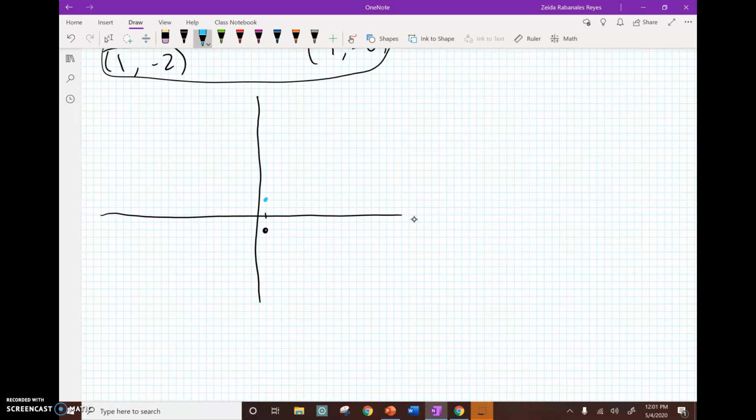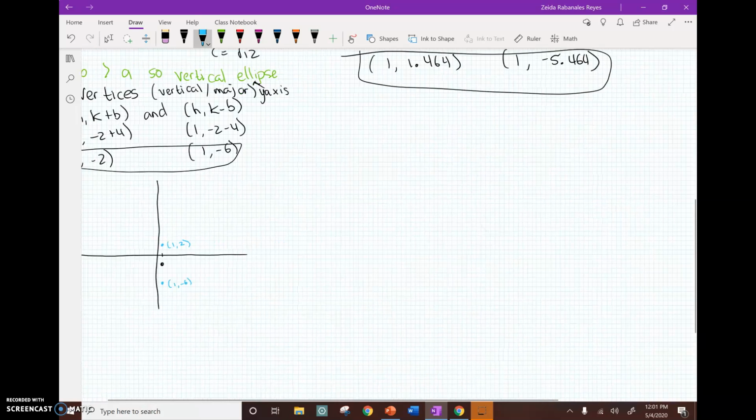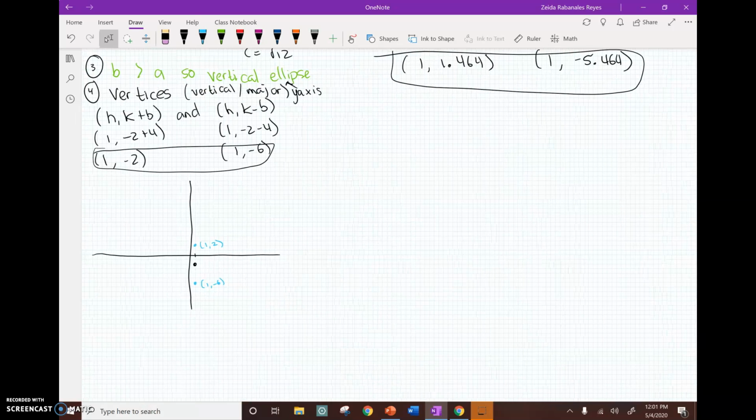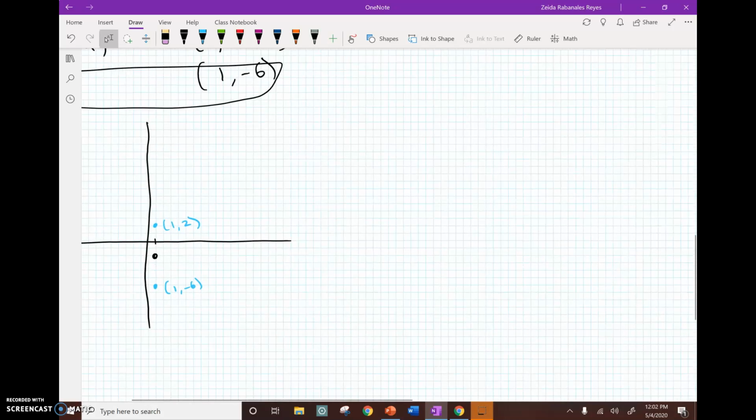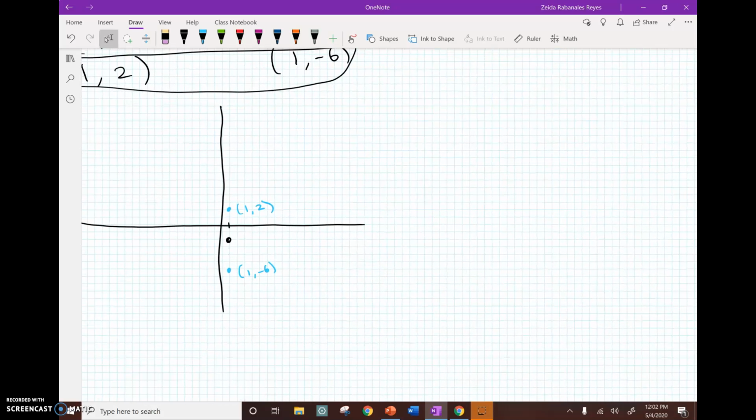And then I go 4 down, 1, 2, 3, 4. That's 1, 2, 3, 4, 5, 6. So 1 comma negative 6, 1 comma 2. And that should give me the first vertex we should have gotten. This is a mistake. That should be positive 2. See? And I was able to catch a mistake. So perfect. And then now I can do the co-vertices.